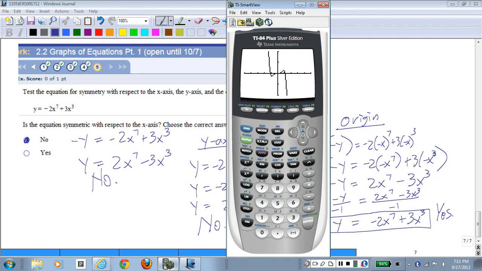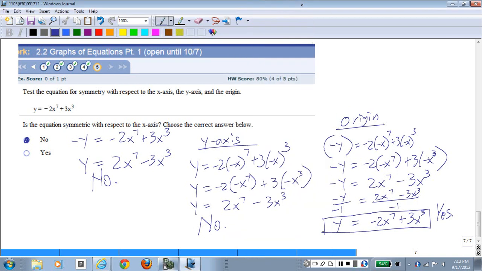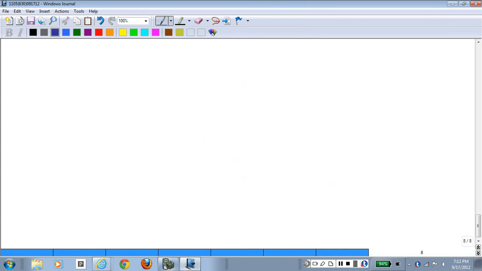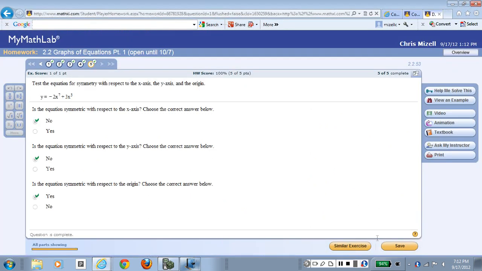Does it look like origin symmetry? Maybe possibly. Points on the graph, like right there, have their images directly across the origin. If that point's on the graph, its image on the other side is there. If we have a point right there, its image on the other side of the origin is also there. So it has origin symmetry, and we confirm that without sketching the graph. Was that 5? That was 5, yes.